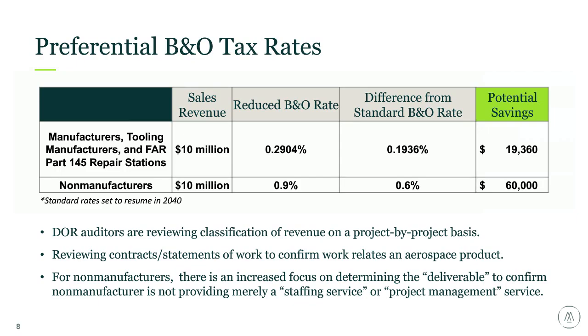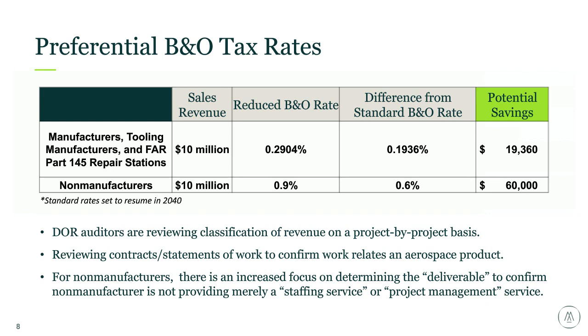All right, and this next slide is just to illustrate the potential savings from the preferential rate. We've assumed sales revenue of $10 million and modeled out the manufacturer B&O tax rate and the non-manufacturer B&O tax rate. You can see if you're a manufacturer on that $10 million, your potential savings is about $19,000. For non-manufacturers, on $10 million of sales, it's a little bit higher in potential savings because the rates are higher, about $60,000 of potential savings.